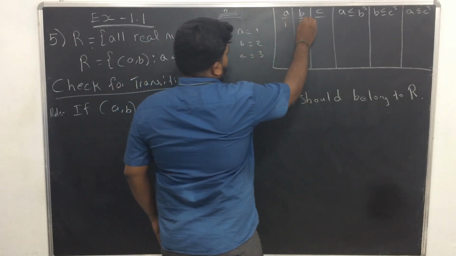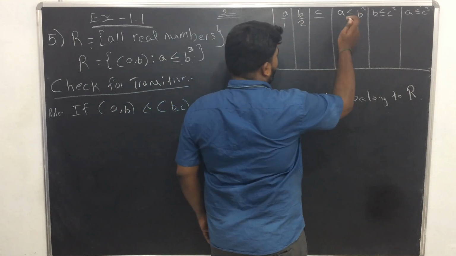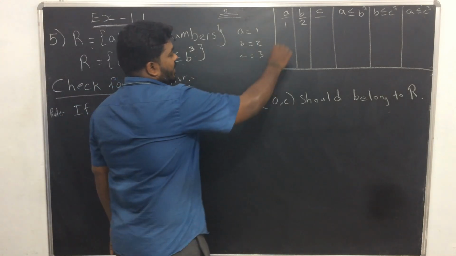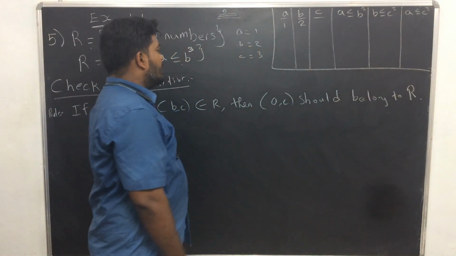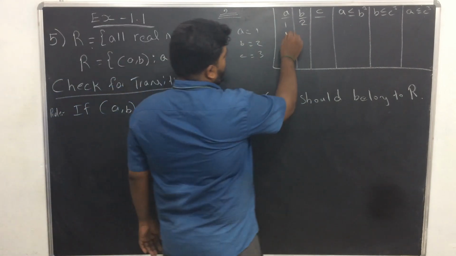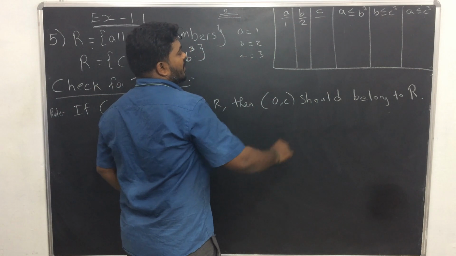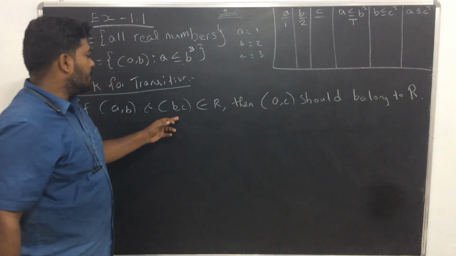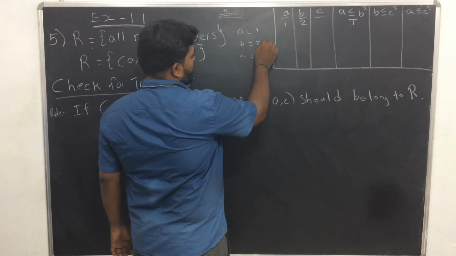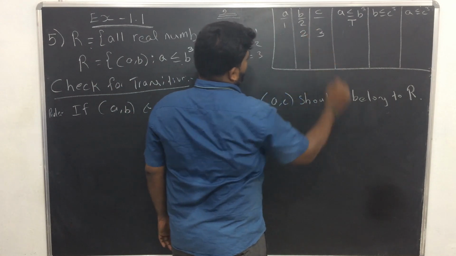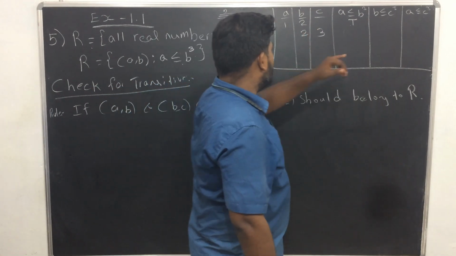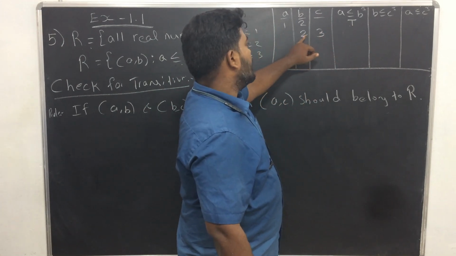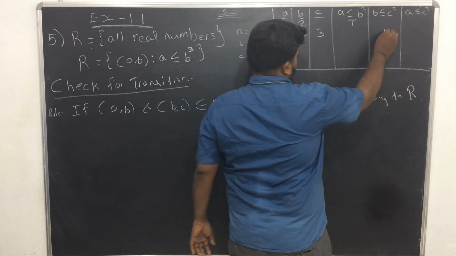If A is 1 and B is 2, let's check if A comma B lies in R. First we will take A and B and check for the relation, that is A is less than or equal to B cube. Of course, 1 is less than or equal to 2 the whole cube. 1 is less than 8, right? So this is true. Let's check for B comma C. Here B is 2 and C is 3. The condition for the relation is B is less than or equal to C cube, that is 2 is less than or equal to 3 cube. 3 cube is 27. Of course, 2 is less than 27. So this is also true.